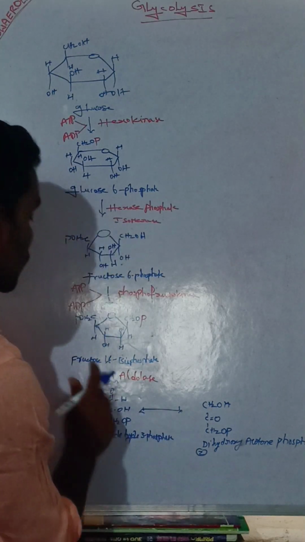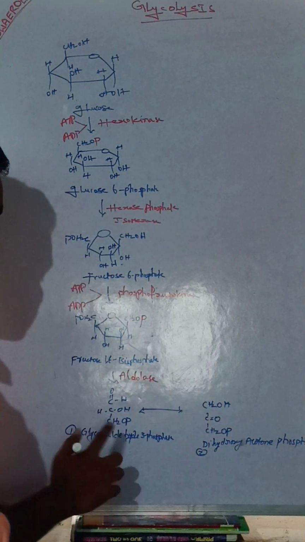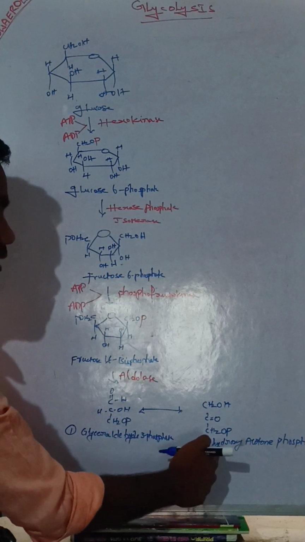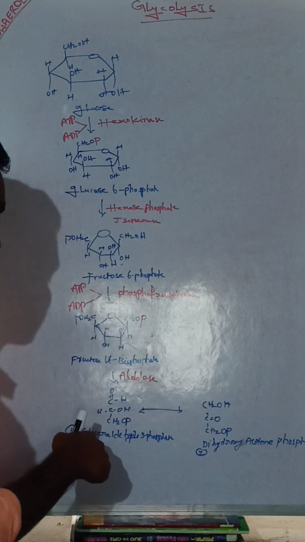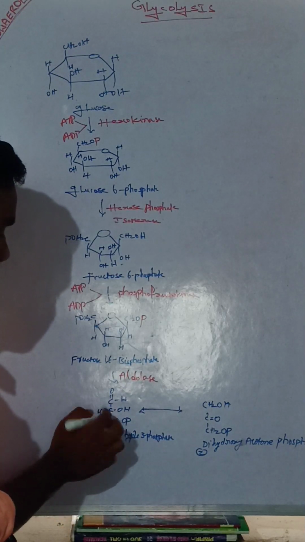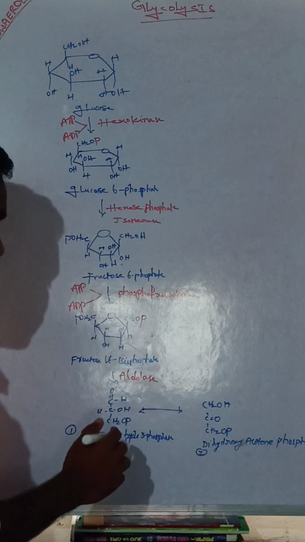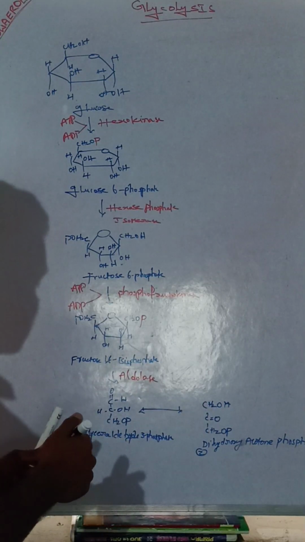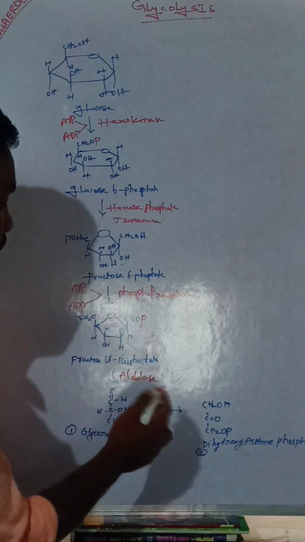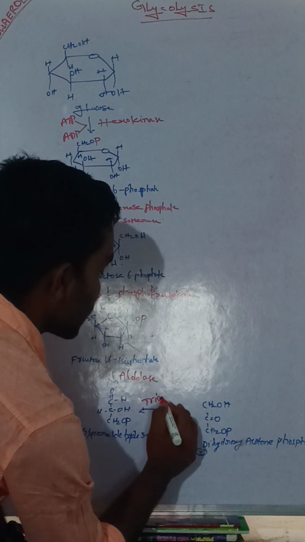Now this fructose 1,6-bisphosphate is cleaved into two molecules. First one is glyceraldehyde 3-phosphate, next one is the dihydroxyacetone phosphate. These molecules are made of how many carbons? 1, 2, 3, a 3 carbon molecule, right? Then here is one more enzyme. It is useful for interconversion. That is called the triose phosphate isomerase.